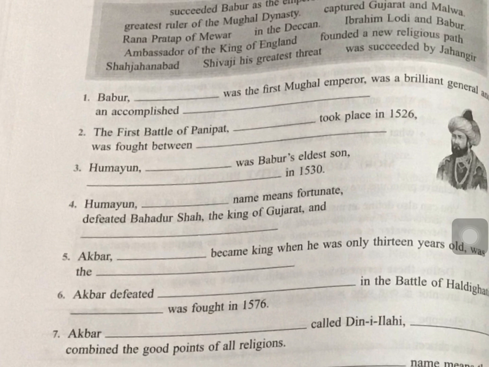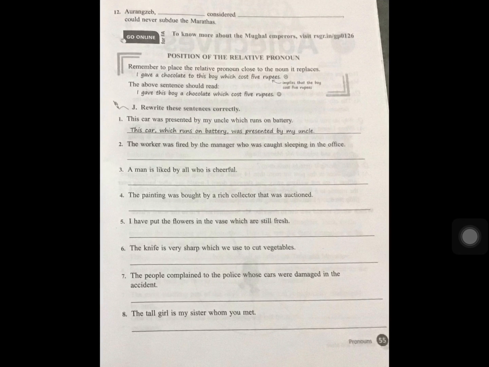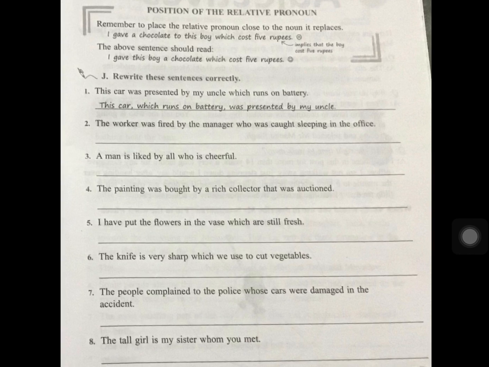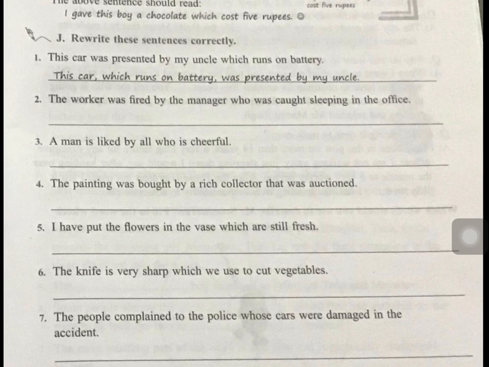9. Who, Ambassador of the King of England. 10. Shah Jahanabad, which. 11. Who, in the Deccan. 12. Who, Shivaji, his greatest threat. I think you have answered correctly.